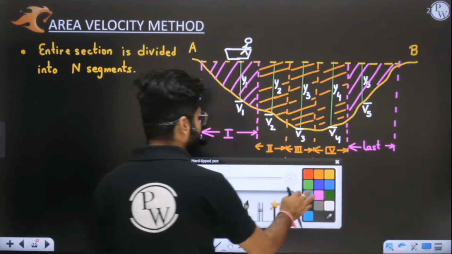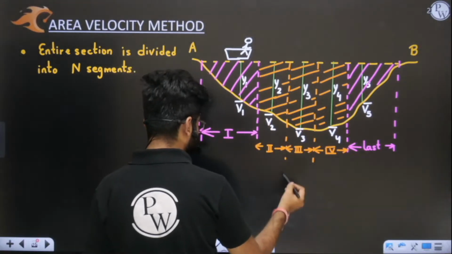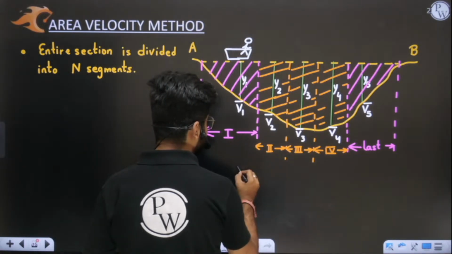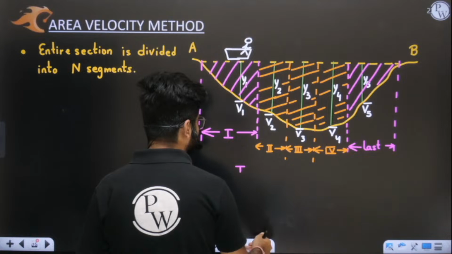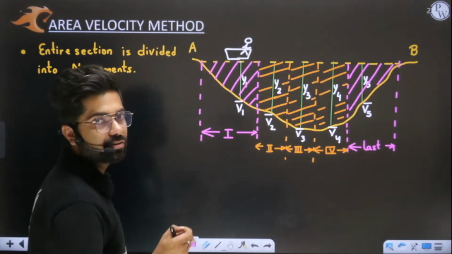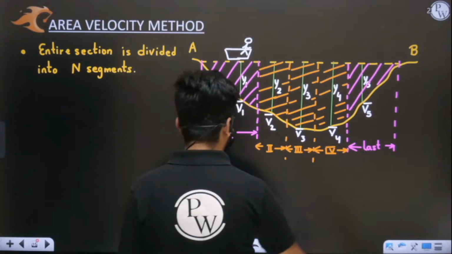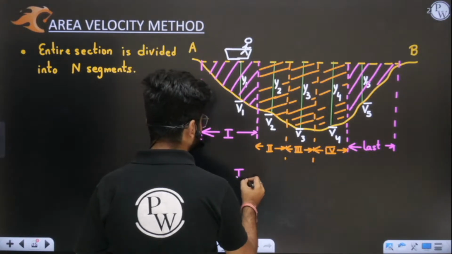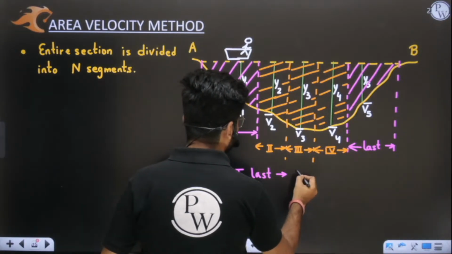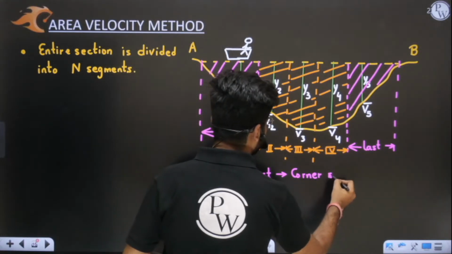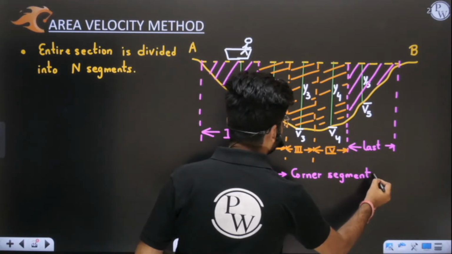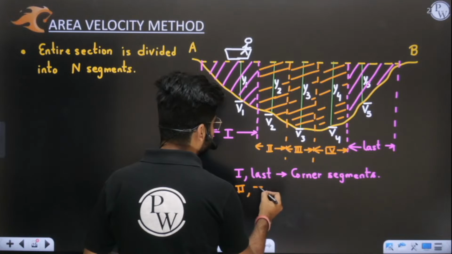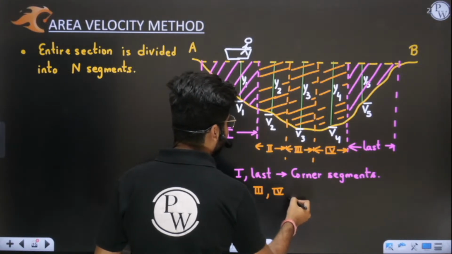Let me write it with the pink ink only, because with pink I have shown the corner segments, the first and last segment. Generally we denote the segment by i, and i varies from 1 to n. So we have divided it into 5 segments. The first and last are your corner segments, and the remaining ones, marked with brown ink, are your intermediate segments. So 2, 3 and 4 are your intermediate segments.